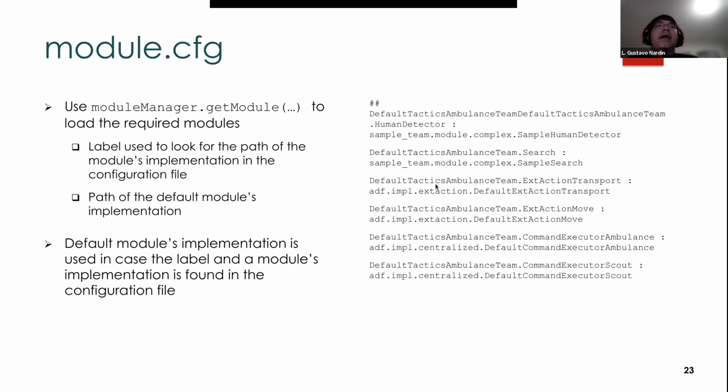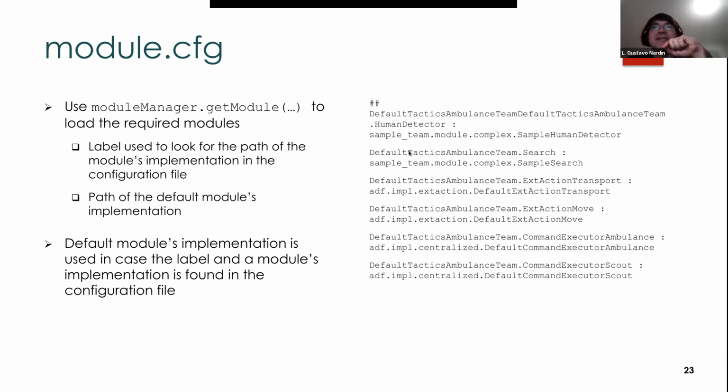And well, I think you saw earlier the command called module manager dot get module, and it had two parameters. One was the label, and the second one was a Java class path, a path to a default module implementation. Okay, yeah. So the label that we define in the get module is the name of that.